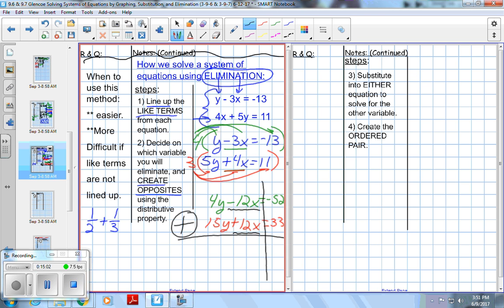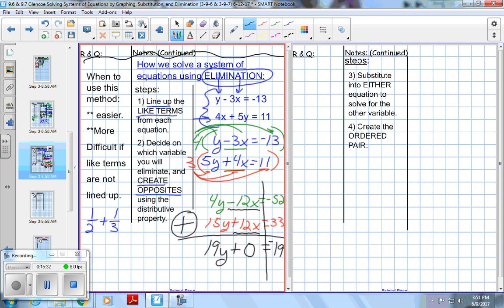What is 4y plus 15y? Again, we're adding our like terms together. You get 19y. Negative 12x plus 12x, that's the number 0. Oh, look which variable got eliminated. And negative 52 plus positive 33, that's going to be a negative number. And then we're going to need to borrow. We get a 9, and we get negative 19 there.